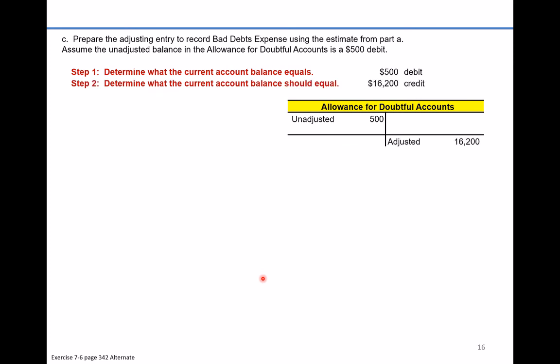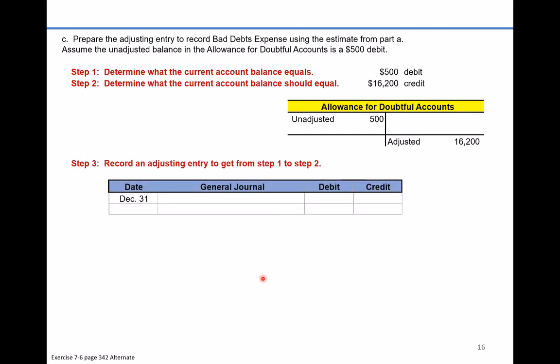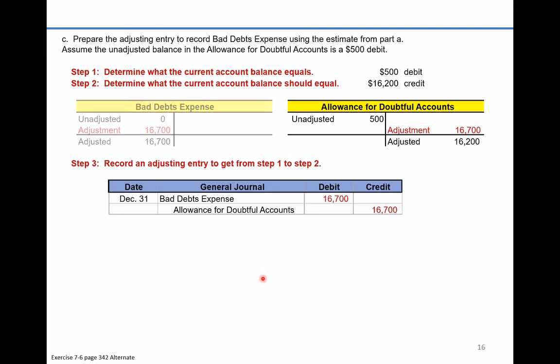We want that $16,200 target amount because that's what we came up with per the aging. So step 3 is to record an adjusted entry to get from step 1 to step 2, which means that we need to plug in $16,700 to go from a $500 debit to an ending credit of $16,200. Well, that's going to take a credit of $16,700. So therefore, the allowance for doubtful accounts receives a credit for $16,700, and we plug bad debt expense for the period for $16,700. So bad debt expense becomes $16,700.